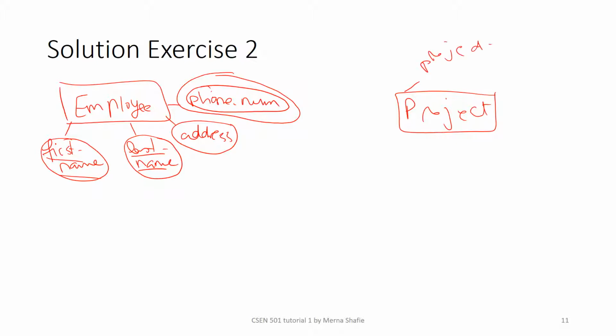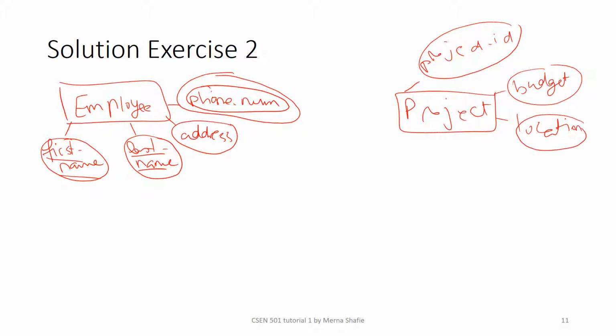طيب بعد كده عندنا project. البروجكت عنده ايه؟ عنده project ID وعنده budget and a location. وعندنا البروجكت project ID. هو ده البرايمري كي عشان ده اللي حاجه بتuniquely identify our project.